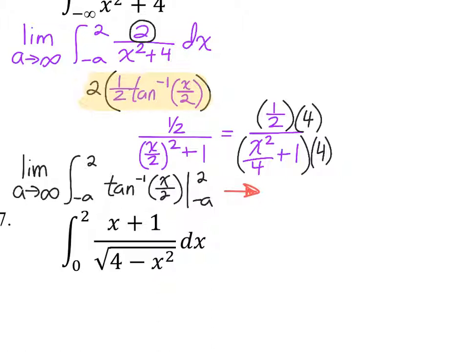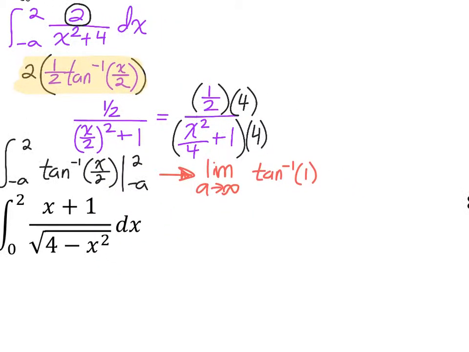Some substitution. Part of it's nice, part of it's not terrible, but not the nicest thing in the world. Limit as a approaches infinity. If I plug in the 2, I'm looking at arctan of 1 minus the arctan. I'm plugging in a negative a, so negative a over 2. Now arctan of 1 is constant. So I don't need to apply limit rules for that. I just need to know unit circle. What's the arctan of 1? AKA, what angle has a tangent ratio of 1 in the unit circle?